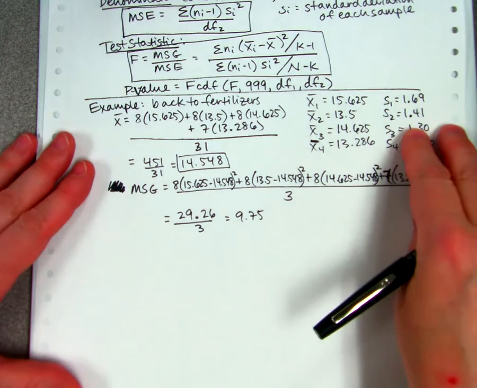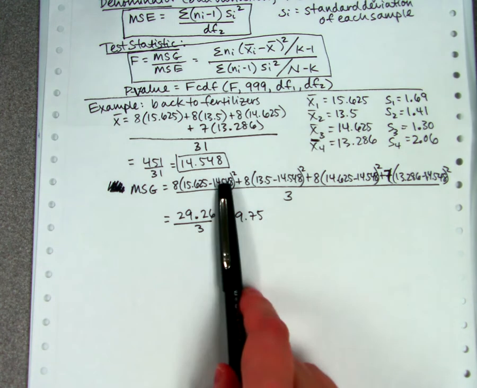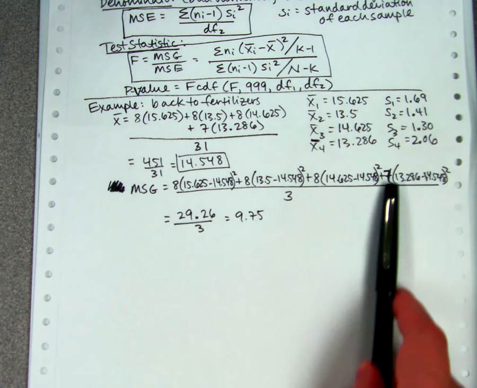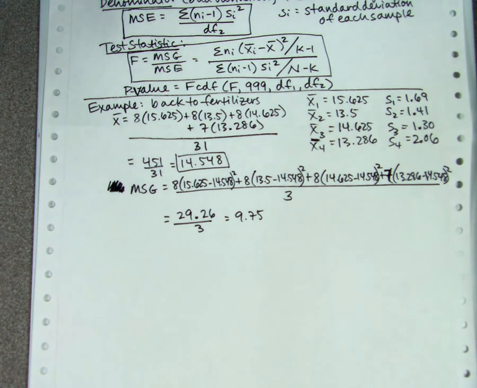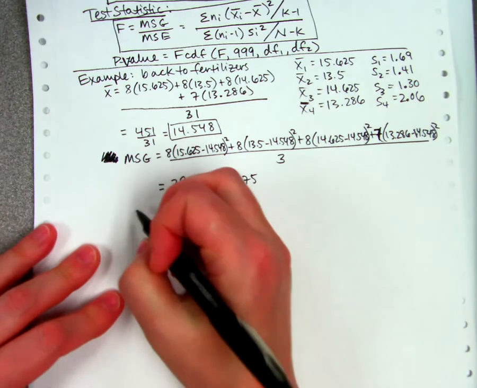What in the world does that mean? Well, it's a measure of the good variation. It's a measure of how far off these individual means are from the overall mean. And you don't need to worry about the details beyond that.